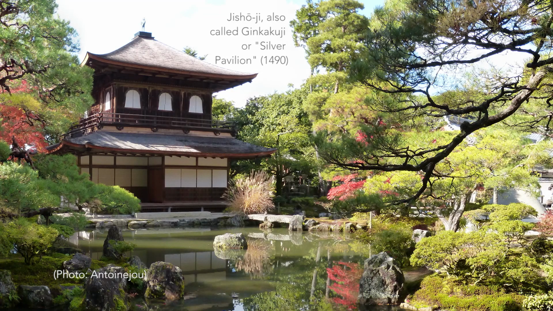Yoshimasa's Ginkakuji is quite the opposite of Kinkakuji. Unlike what the name and association with the previous temple would suggest, it was never covered in silver leaf. Ginkakuji is a 2-storied, 2-roofed building.